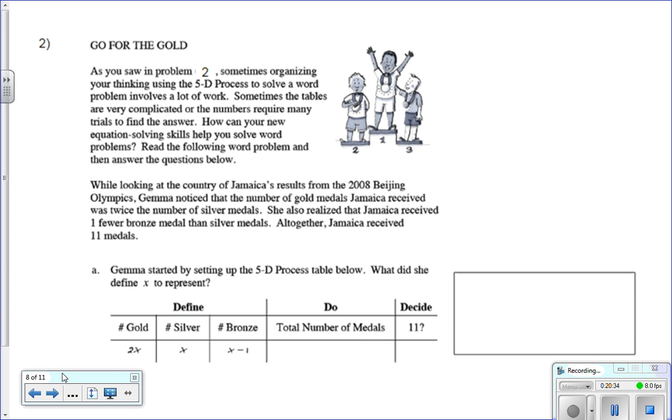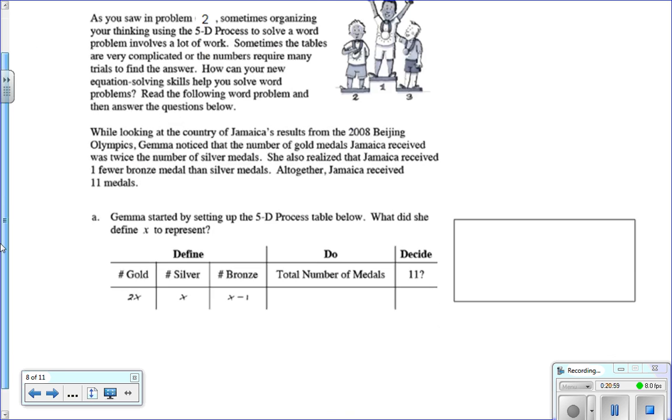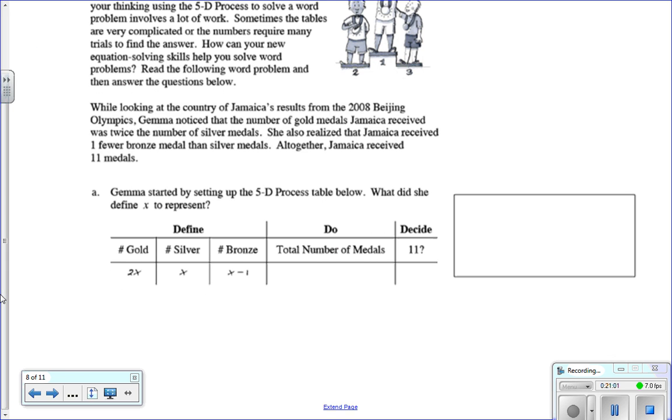We're going to do this first part just kind of together. So it says, while looking at the country of Jamaica's results from the 2008 Beijing Olympics, Gemma noticed that the number of gold medals Jamaica received was twice the number of silver medals. She also realized that Jamaica received 1 fewer bronze medal than silver medal. Altogether, Jamaica received 11 medals. Okay? So it says Gemma started by setting up the 5D process table below.